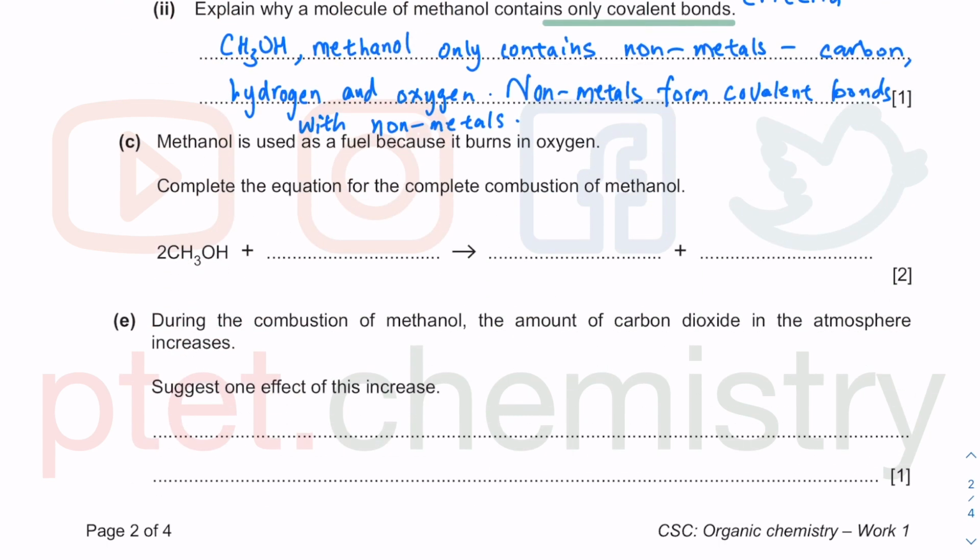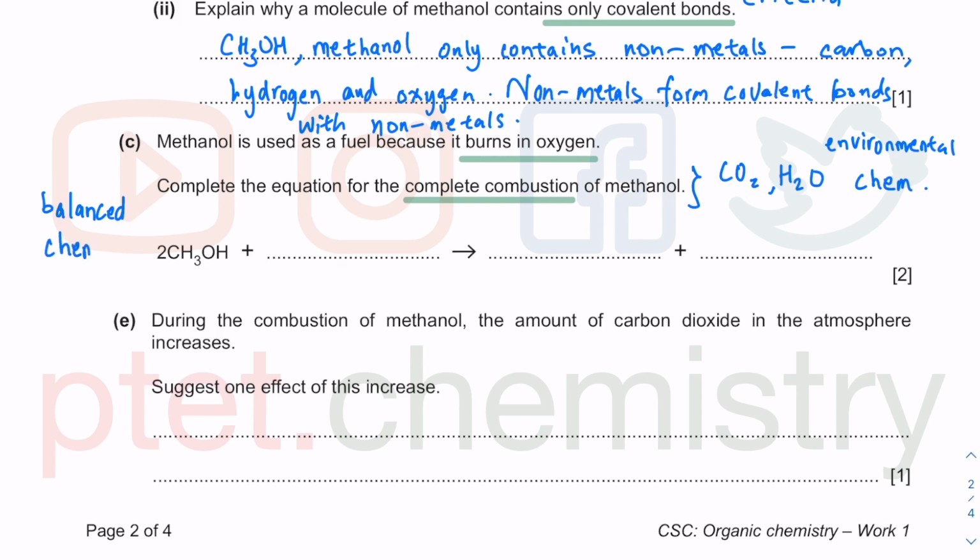Now methanol is used as a fuel because it burns in oxygen. Complete combustion of this methanol will give you CO2 and H2O. These are part of environmental chemistry. When you do complete combustion of an organic compound, typically you will get carbon dioxide and water. So these are not word equations. These are balanced chemical equations. They are part of year 9. Balancing chemical equations is part of year 9 chemistry in the combined science curriculum.